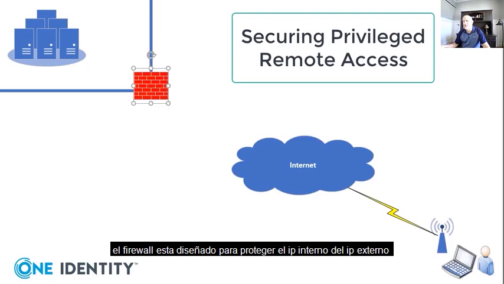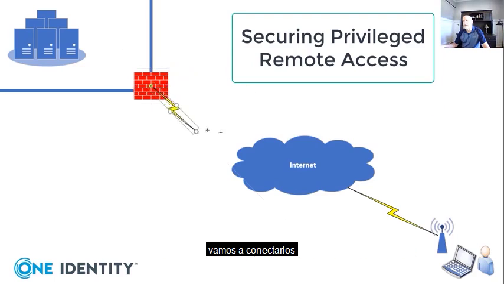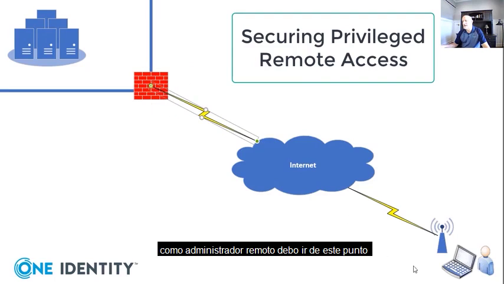a firewall. The firewall is designed to protect the internal IP space from the external IP space and only publish things to that firewall that are required for external use. So that firewall is going to be the part that's actually connected to the internet. Let me go ahead and connect that here. So as a remote administrator, I need to get from this point to, say, a server in that data center. I need to traverse that firewall and have that controlled.